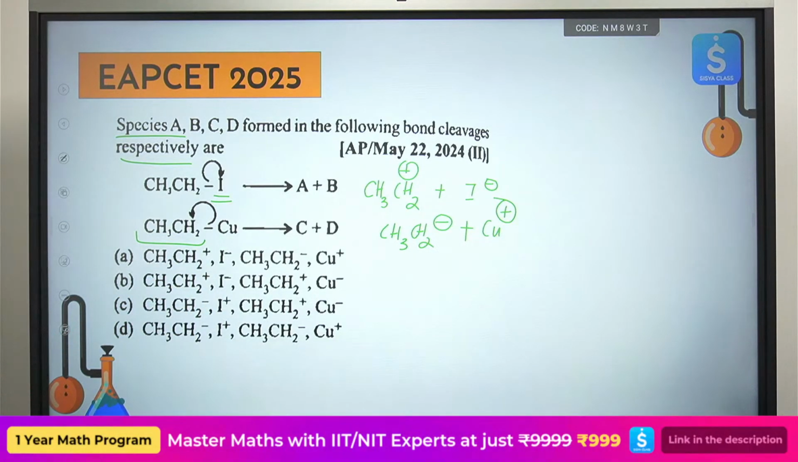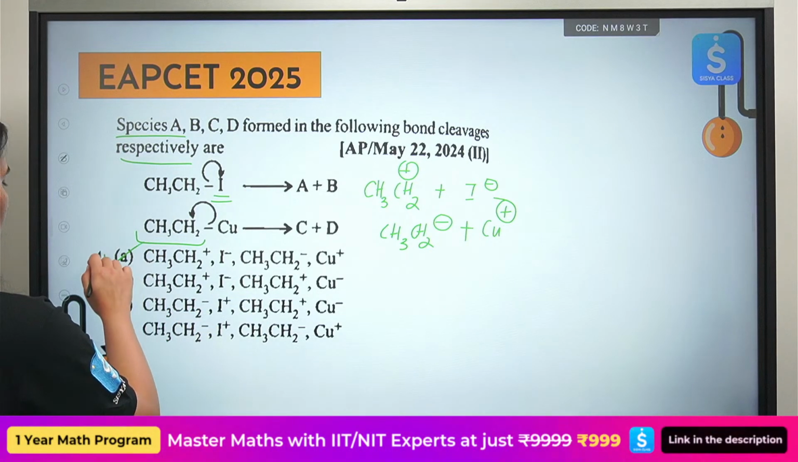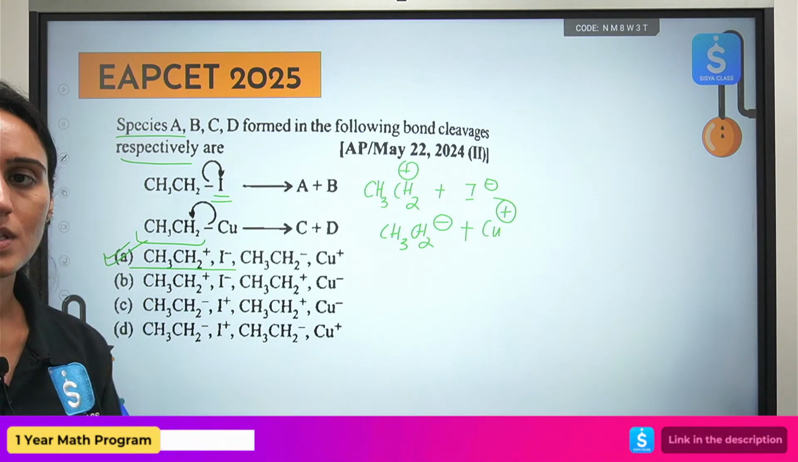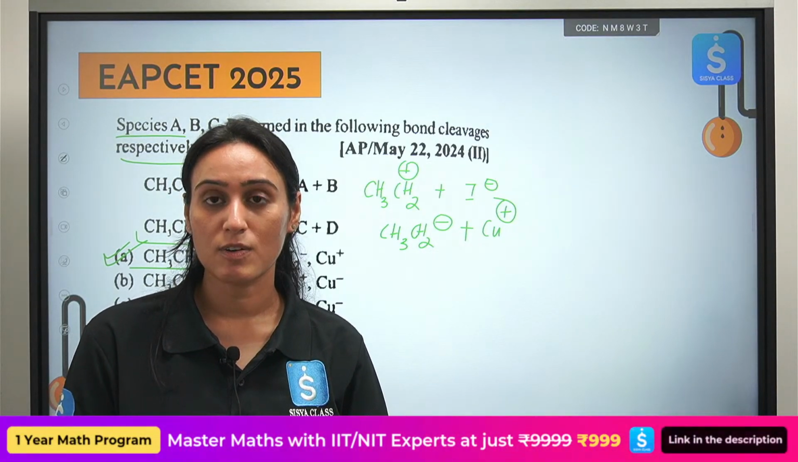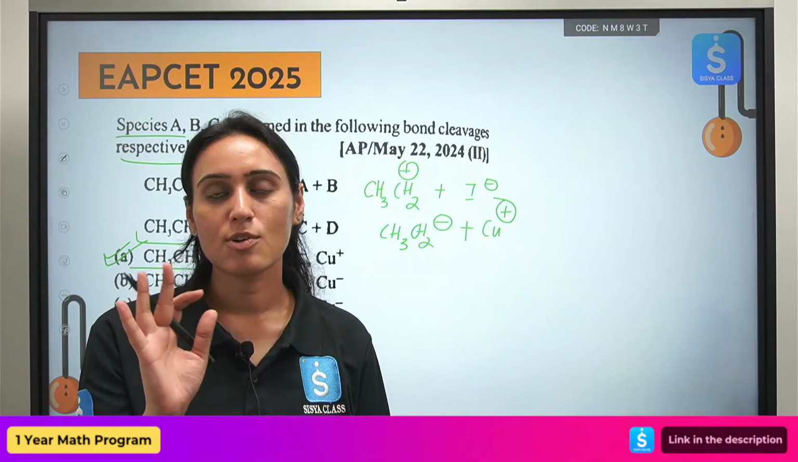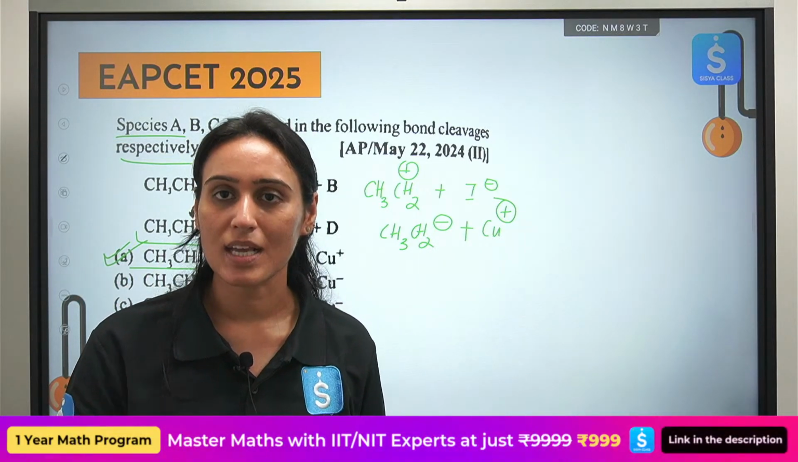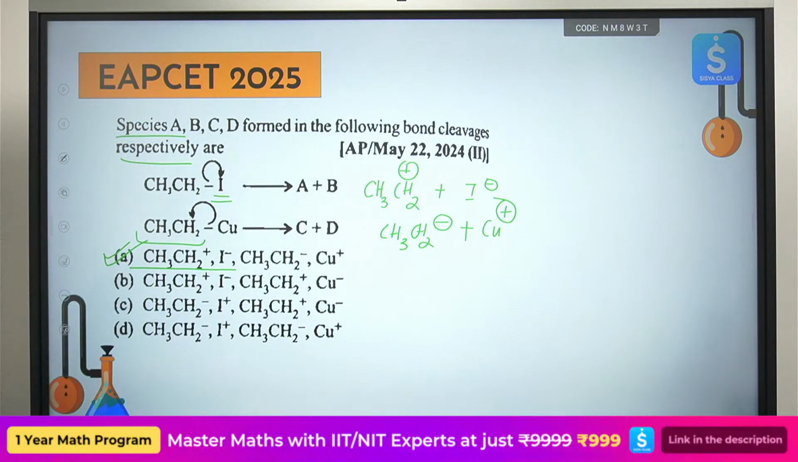CH3CH2 positive, I minus, CH3CH2 minus, Cu plus. This is a correct answer. Option A only, and you are done. That is how you have to solve it. I hope it is making sense to everyone. This is how they're asking you the questions. If you understand homolytic and heterolytic bond breaking, you can easily answer this question. Okay. Now, let's see the next question.